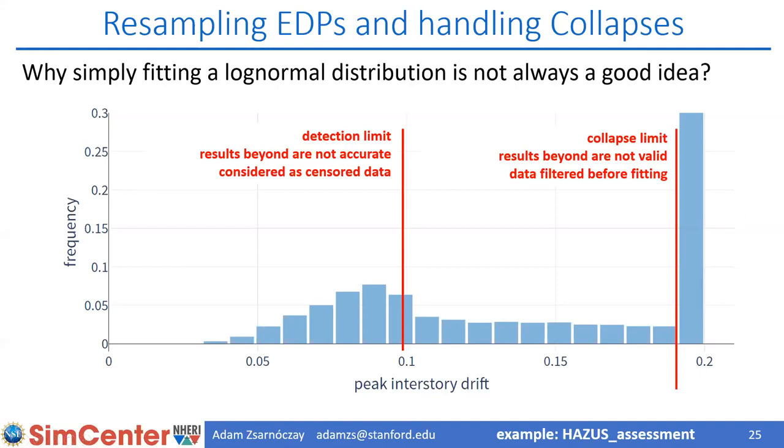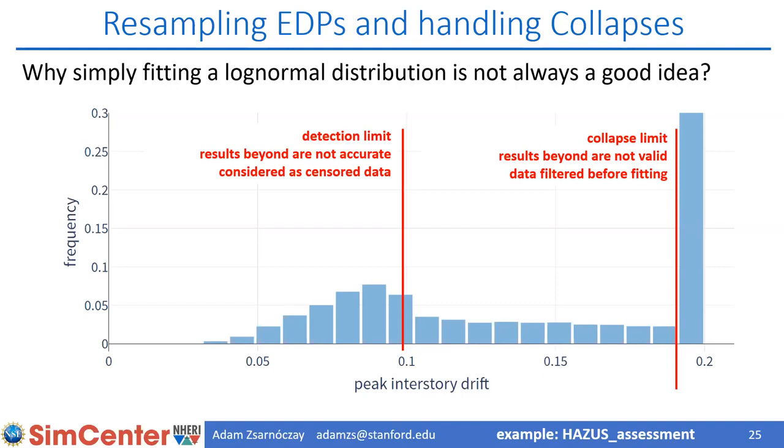We can specify if we want to fit considering the collapsed cases and then censoring for the whole remaining part, or fit only for non-collapsed samples and then considering collapsed cases separately. So then we will get a distribution that is conditioned on no collapse. I will show you how to do that in a second in the application.